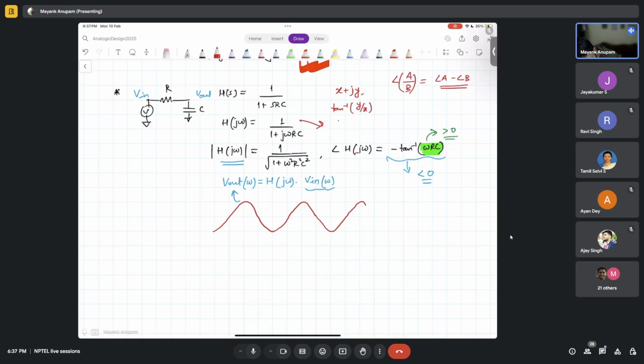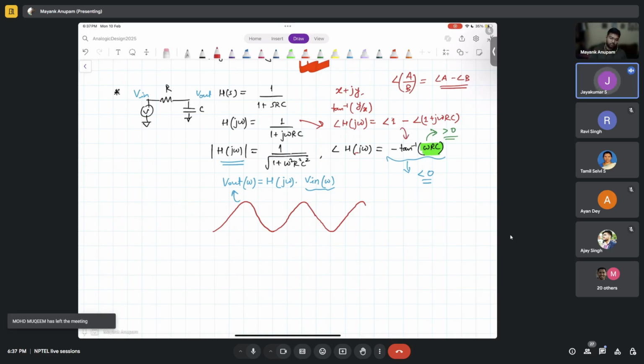So angle of H of j omega is equal to angle of 1 minus angle of 1 plus j omega RC. Is that point clear? How is the angle of 1 equal to 0, sir? Exactly, so angle of 1 is 0. So 0 minus tan inverse. This is what I've written. No, how is the angle of 1 is 0? Because the component of j is 0.